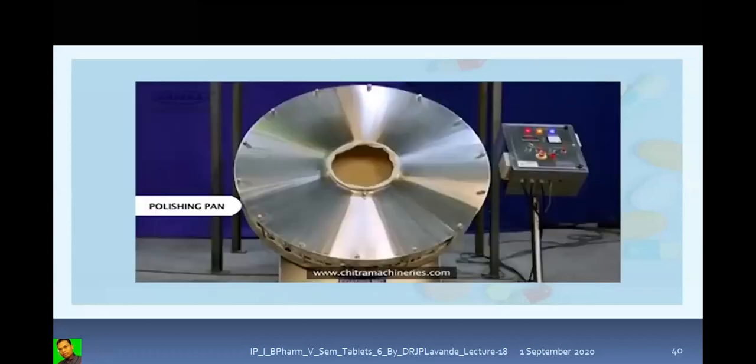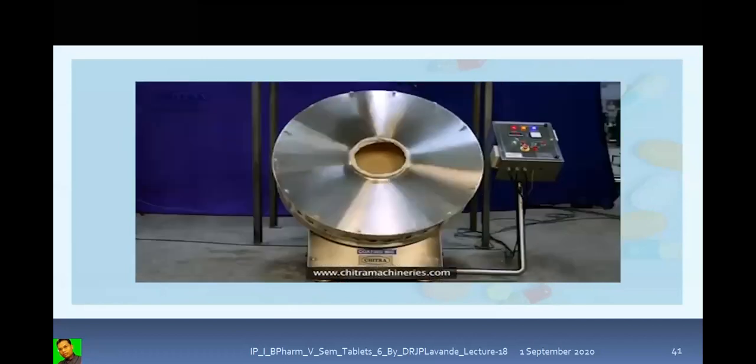You can say this is the polishing pan, which is used in industries for giving polish to the tablet. You can see it will go on rotating, and that causes the polishing of the tablet by its rotation.